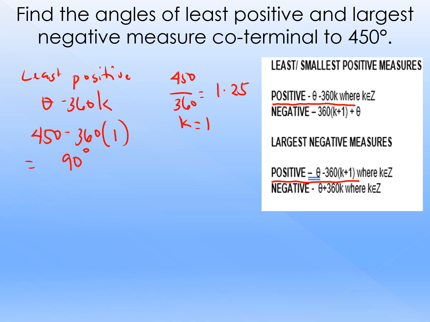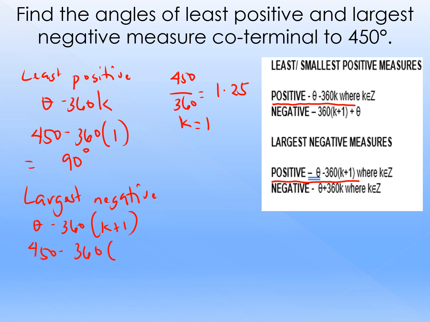Now, how are we going to find the largest negative? To find the largest negative, we will just simply use the formula theta minus 360 quantity k plus 1, where k is an element of integer. We already have the value of k, which is equal to 1. So let us substitute 450 minus 360 times 1 plus 1. And the answer is equal to negative 270 degrees. So the largest negative coterminal to 450 degrees is negative 270 degrees.